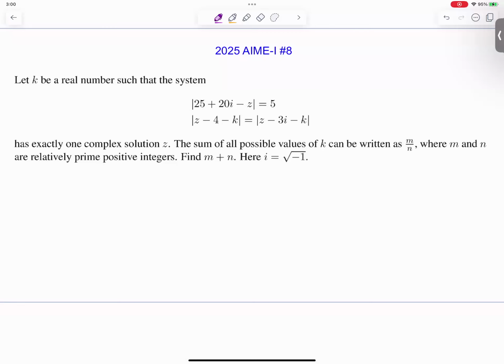Let K be a real number such that the system of these equations has exactly one complex solution Z. The sum of all possible values of K can be written as M over N, where M and N are relatively prime positive integers. Find M plus N.